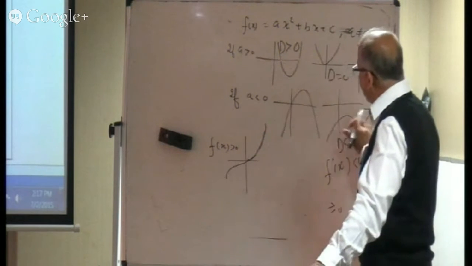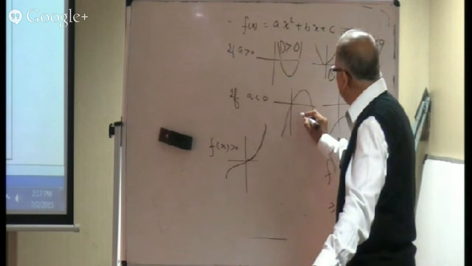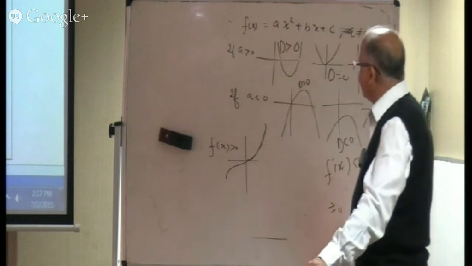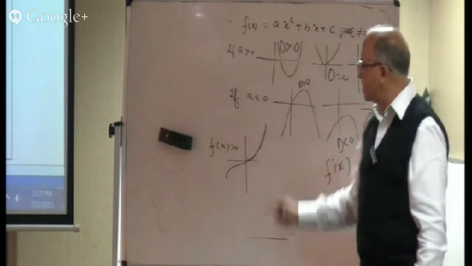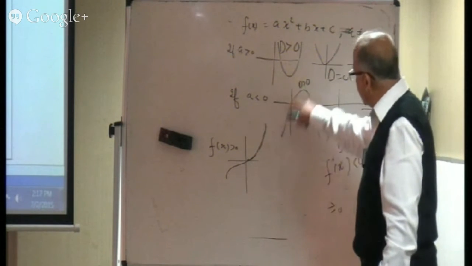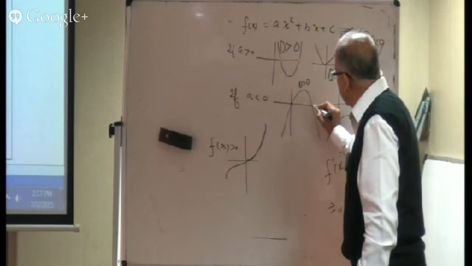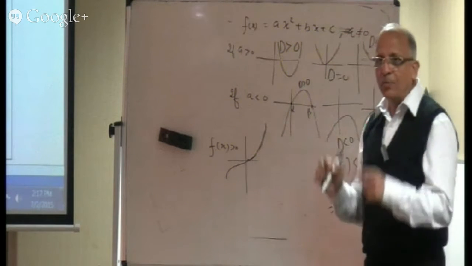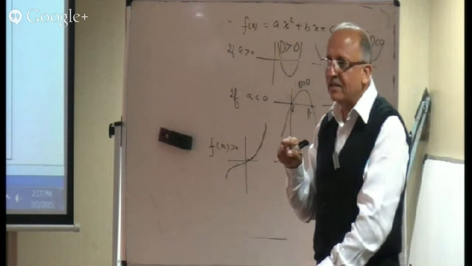Other cases are clear. If a is less than 0 and d is greater than 0, why? Because it is intersecting at 2 points, and a is less than 0, so it opens downwards. So for some values between these points, these are the roots alpha and beta, between the roots it is going to have a positive sign.